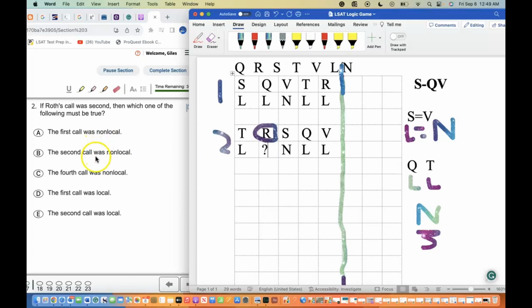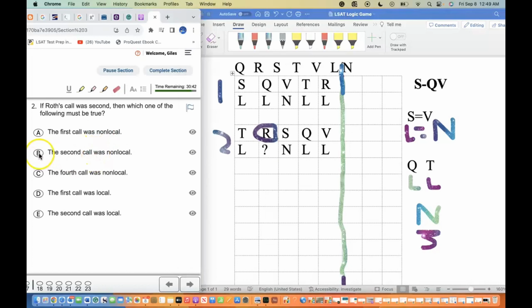The first call is non-local. No. The second call is non-local. We're not too sure about that. The fourth call was non-local. No. The first call was local. Yep, that's actually what we're sure about, that the first call was local. The second call was local. We don't know. So let's submit the answer here. And yep, we got it correct.